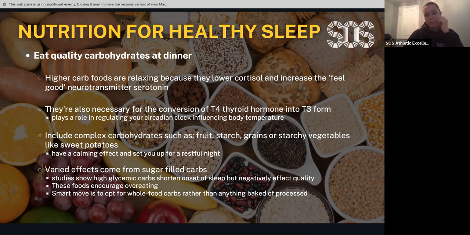And the reason why we prioritize complex carbohydrates as opposed to any carbohydrates is just because it's a very varied reaction in terms of more sugary based carbohydrates. Studies show high glycemic carbs do shorten the onset of sleep, but they negatively affect the quality of the sleep thereafter. So you'll fall asleep quicker, but it's not necessarily the best sleep. And also these foods can encourage some form of overeating. So the smart move is just to opt for whole food carbohydrates rather than processed things.